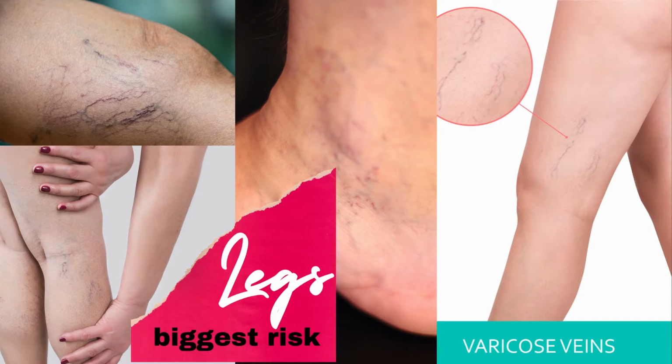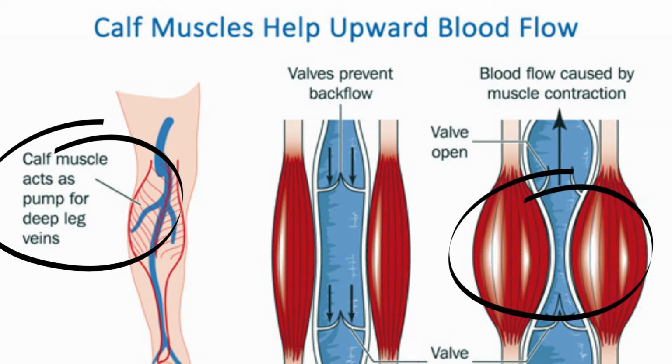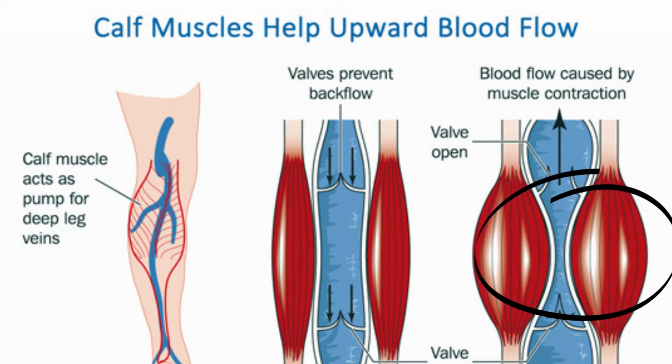However, due to gravity and the amount of blood that can pool in the legs, they present the biggest risk. So, varicosity is most common along the legs due to the increase in pressure in the veins of the lower body. The heart is the primary pump and the leg muscles are the secondary pump of the human body.